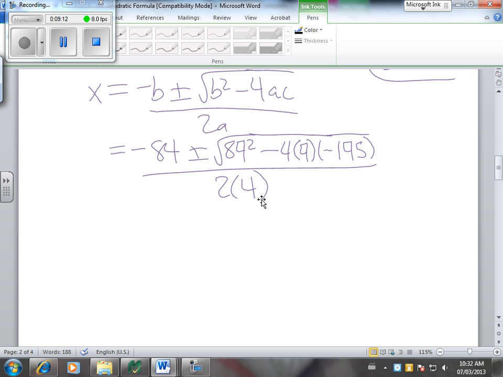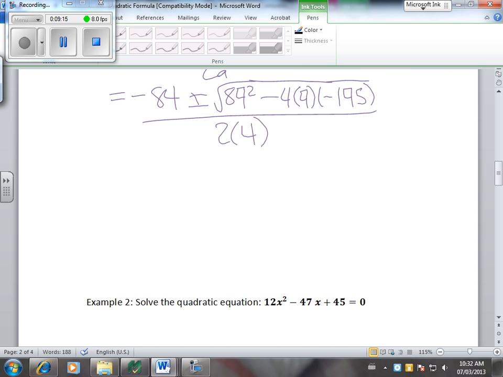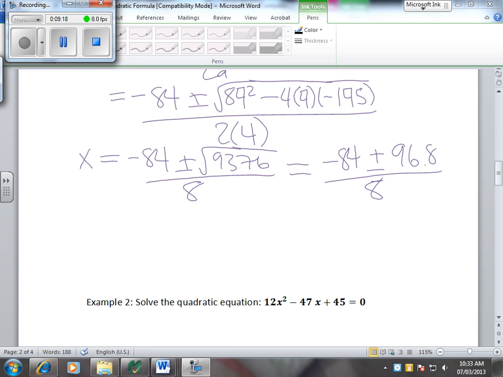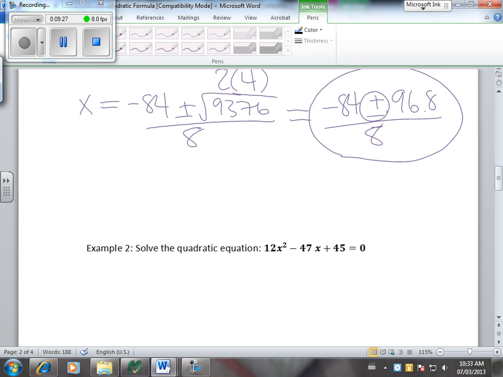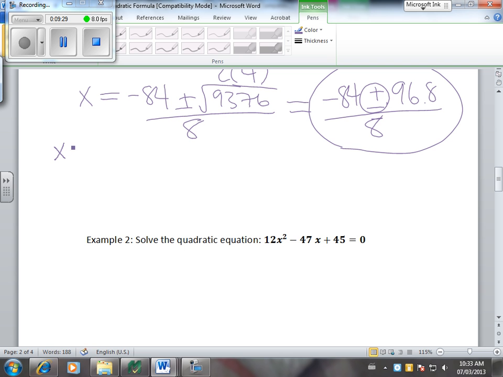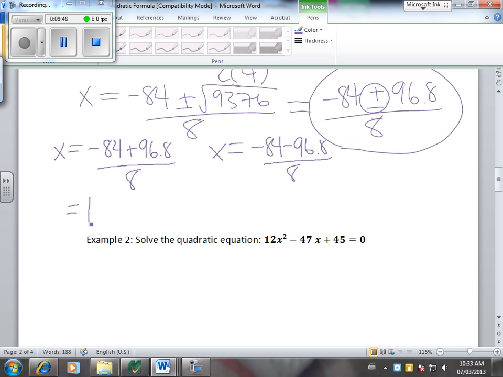Okay, so do your calculations, and I'm just going to pause the video, write it out, and we can come back together for the solution. Now when you get to this point here, where you have a value for everything, but you still have your plus and minus, this is where we separate it out into two equations. Okay, so you'll end up having x equals negative 84 plus 96.8 over 8, and x equals negative 84 minus 96.8 over 8. And then you'll get your two values of x. So x will be 1.6, and x will equal negative 22.6.